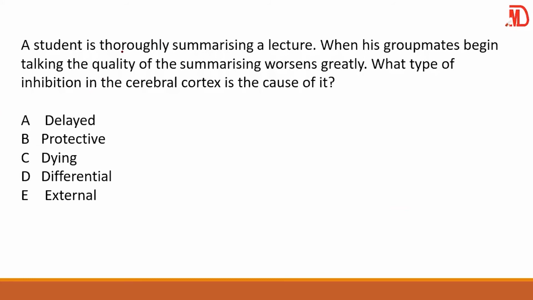We have a student who is thoroughly summarizing a lecture. When his group mates begin talking, the quality of the summarizing worsens greatly. What type of inhibition of the cerebral cortex is the cause of it? It's just like when Sarah is trying to study, and Paul and AJ and Lucy come there talking about one nice movie they watched. Eventually, she might lose concentration, because she might find that movie interesting. So she might want to listen, even if on a normal day her focus was on studying. But now they are talking, so she's also listening.